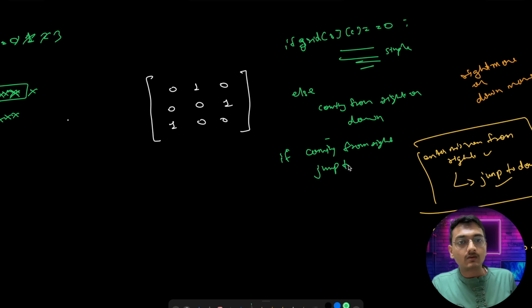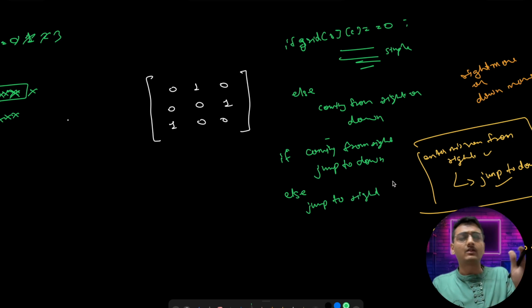to down. No matter what, no matter down is invalid or whatever, jump to down directly. Else, if I'm not coming from right, that means I will be coming from down. So what I need to do, I need to jump to right. No matter what, directly jump to right. And obviously in recursion we will handle those cases.